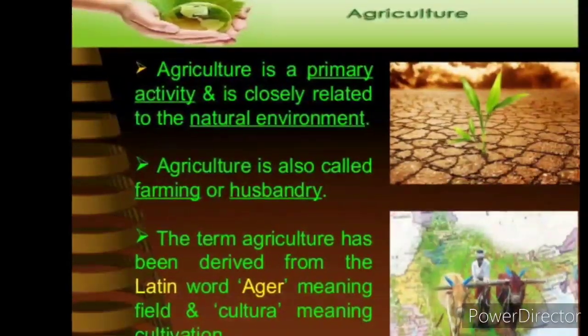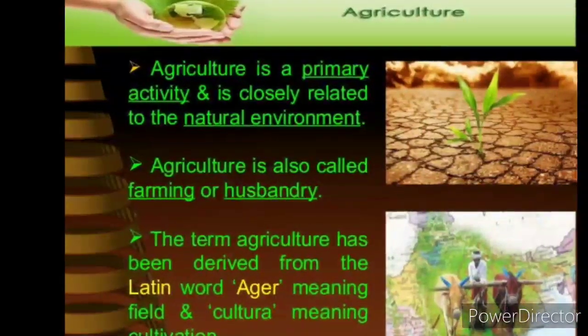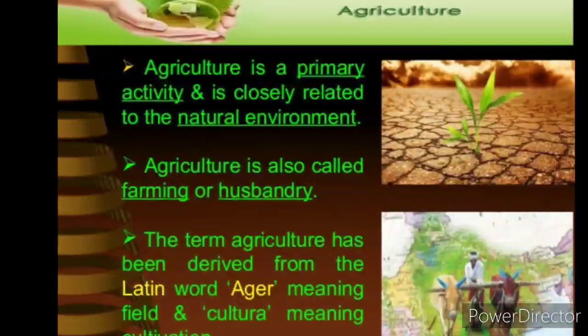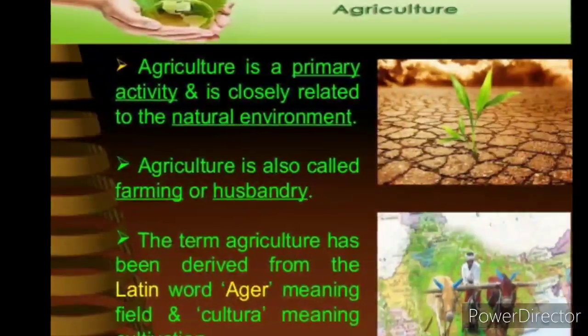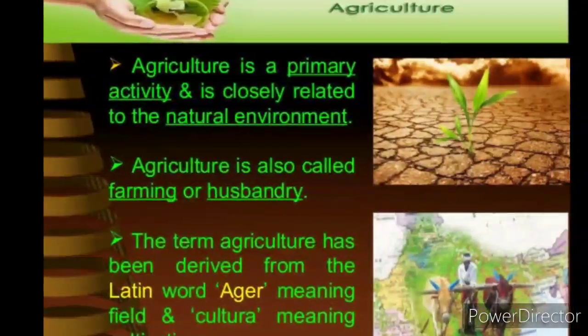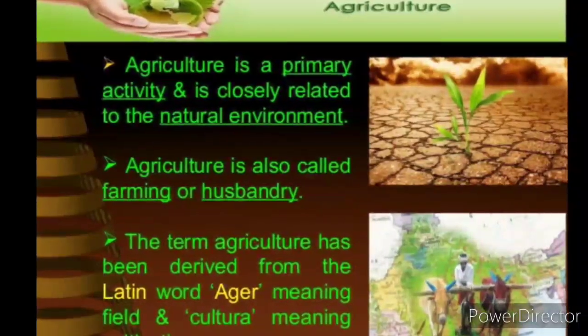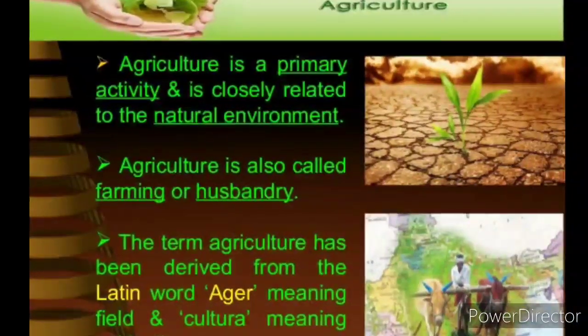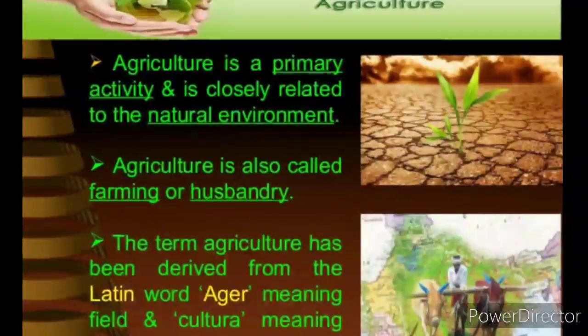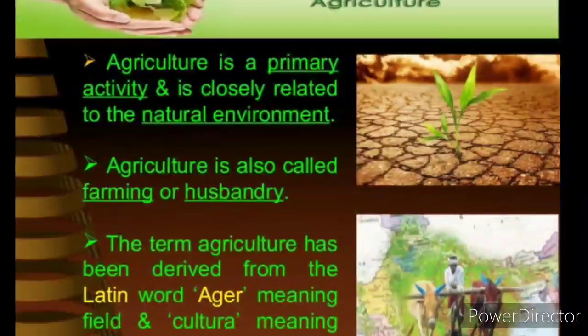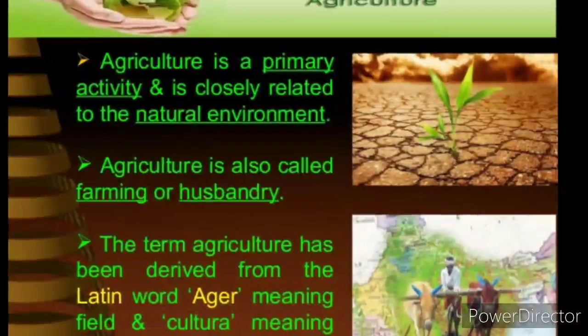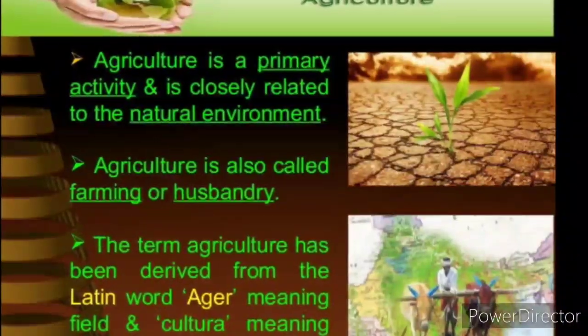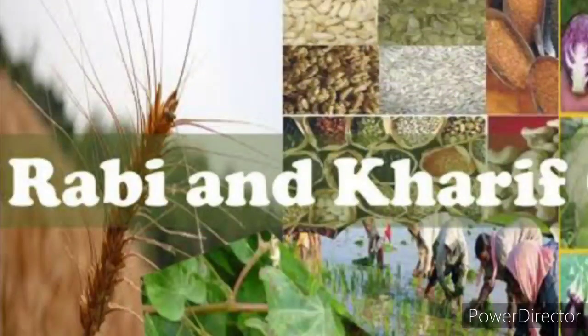As you know, Pakistan is an agricultural country, and agriculture plays an important role in the economy of the country. An important fact about agriculture in our country is that it is a big source of food: wheat, rice, corn, sugarcane, millet, pulses, all types of vegetables and fruits.